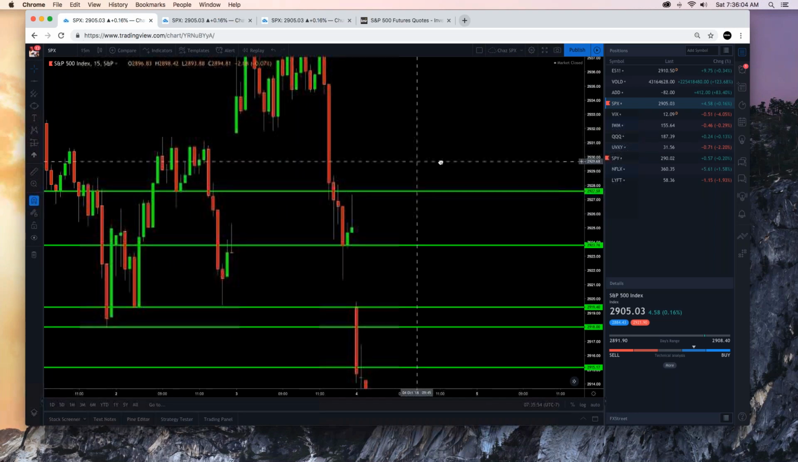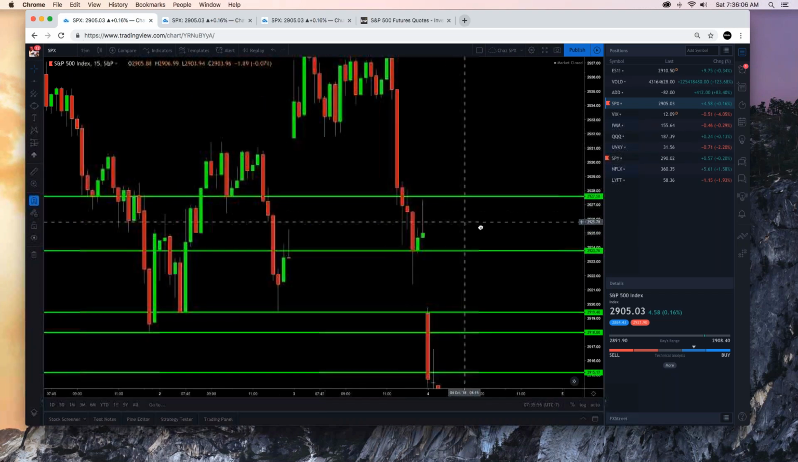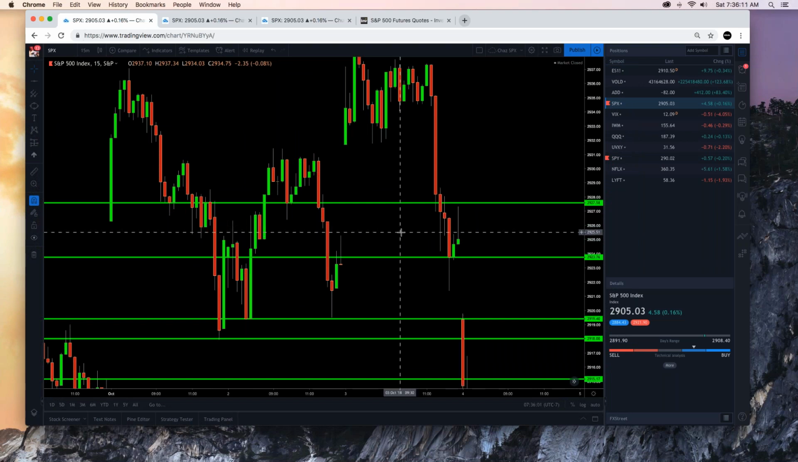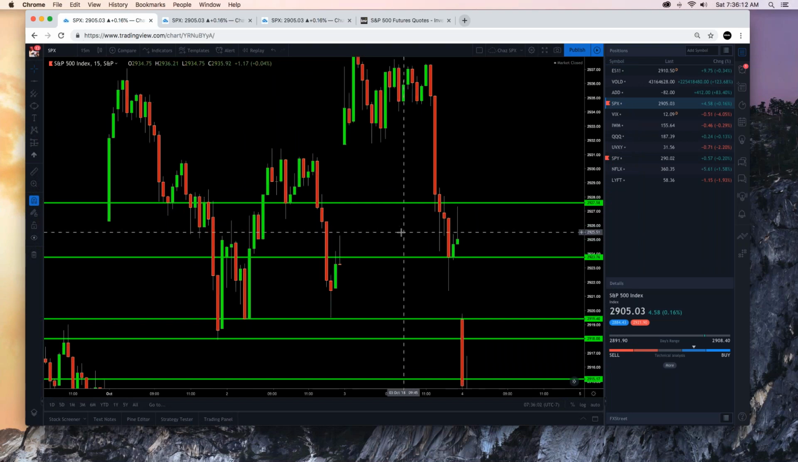And if anybody can actually see price points, any idea where the next upside would be? I mean, it really should be pretty obvious just looking at these 15-minute candles.